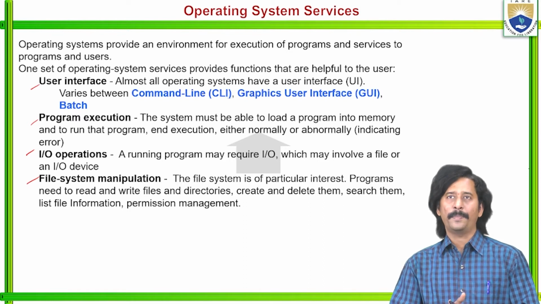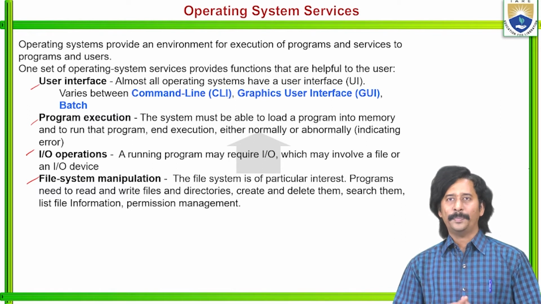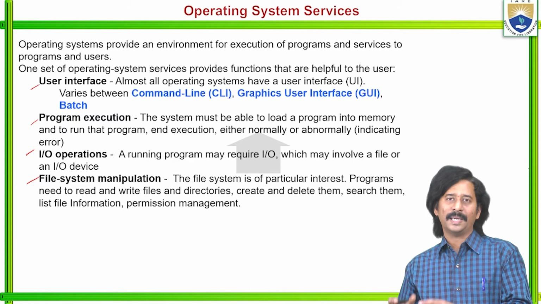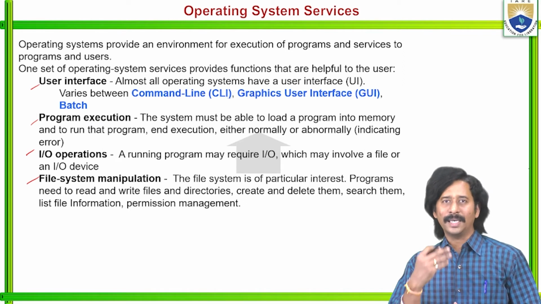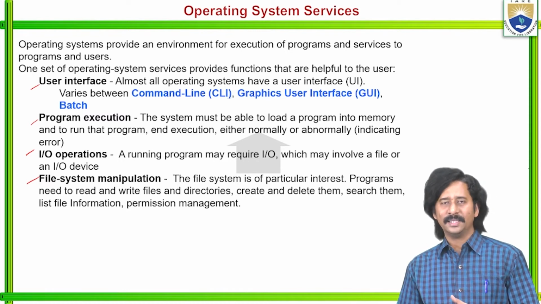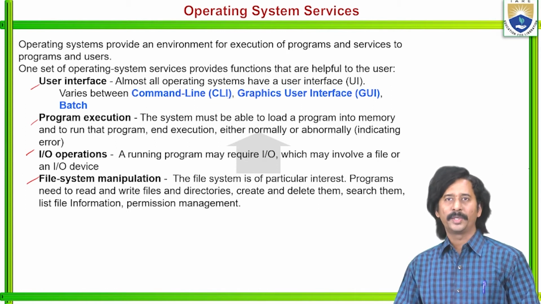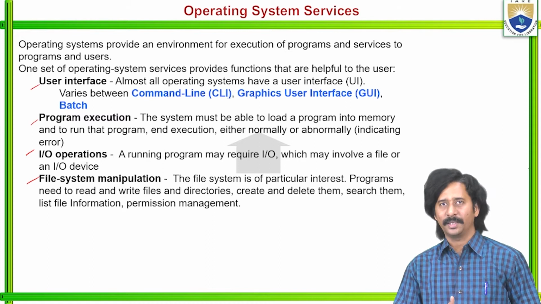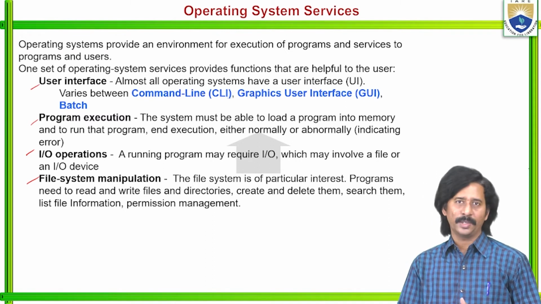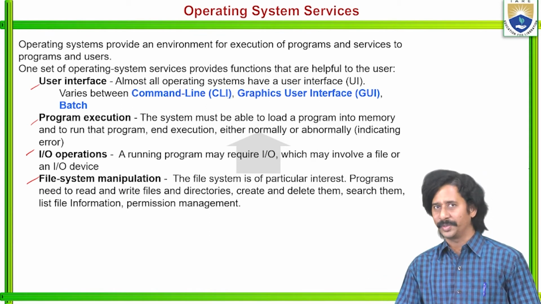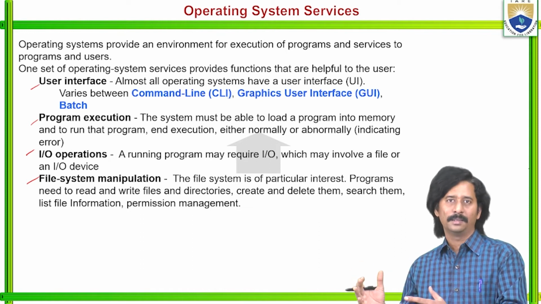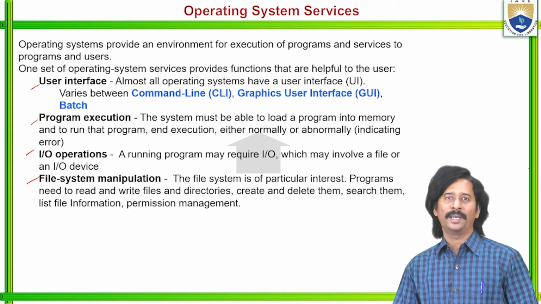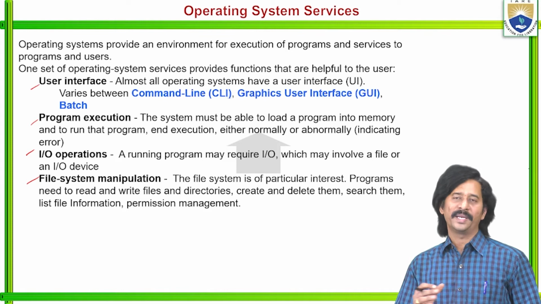Now the second operating system service, program execution. The system must be able to load a program into memory, that is, primary memory, and run that program from primary memory. When it completes, the execution ends, either normally or abnormally. Normal execution is when, according to the requirement, the input given by the user produces the exact output. Abnormal means that if any error occurs and the user's requirement is not met, we call it abnormal execution. This is another service provided by the operating system: program execution.